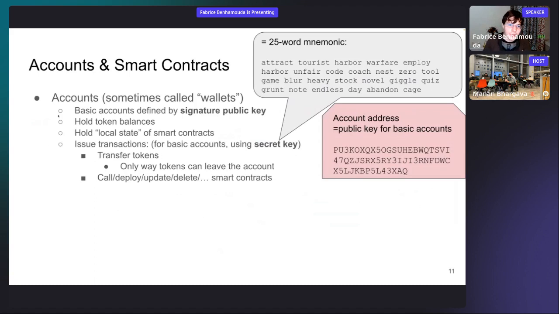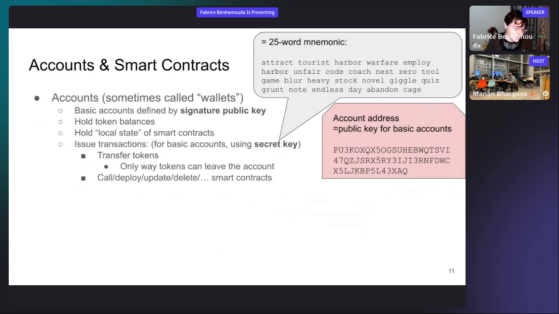Before going too deep, I want to define the notion of account and smart contract. I'm pretty sure you all know what an account is. But just to recall, at least a basic account on any blockchain is defined by a signature public key and a secret key. The public key in Algorand looks like this, a PU 3KO blah blah blah string. That depends a bit on the blockchain. Ethereum is different. The secret key is usually like 24, 25 words like this. The public key is public and is the address of the account in general.